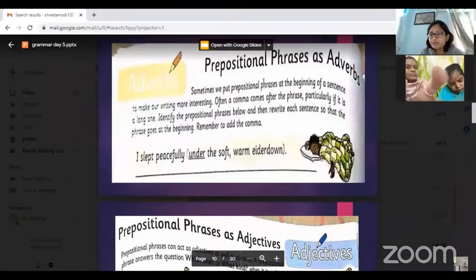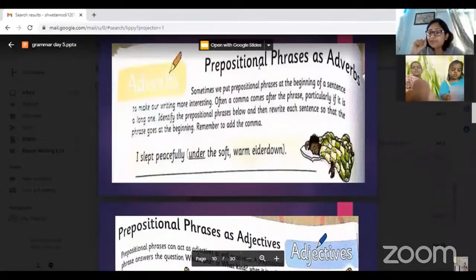Why is it called a prepositional phrase? Because peacefully is a preposition, adverb. No. Why is it called a prepositional phrase? Because it is telling about where it is, the preposition. Slept under the soft, warm eiderdown. Under. Okay. Now, because it is telling you the position, right? So it is an adverb of place, because where the action is happening is adverb of place.